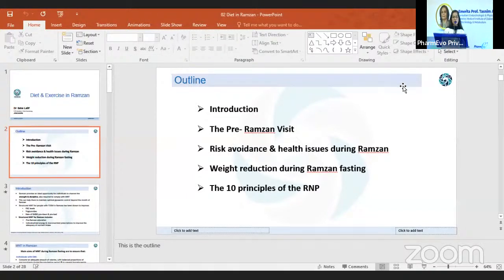MNT in Ramzan has been shown to improve fasting blood glucose and triglyceride levels and the rate of serial monitoring of blood glucose pre-dawn and pre-bed. And it includes pre-Ramzan education and individualized energy and macronutrient prescriptions.